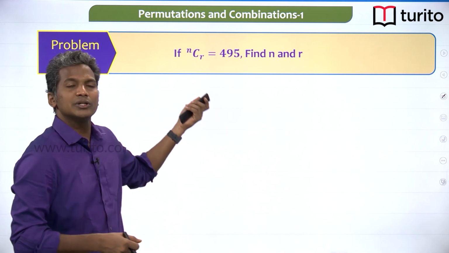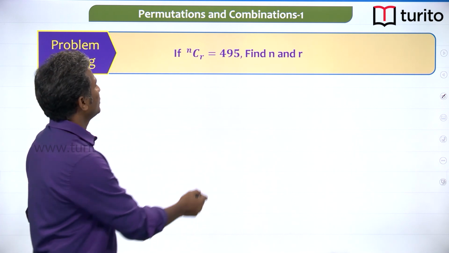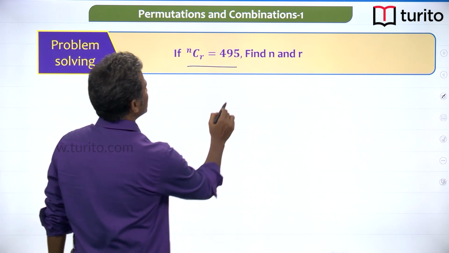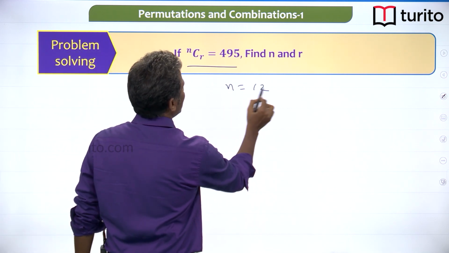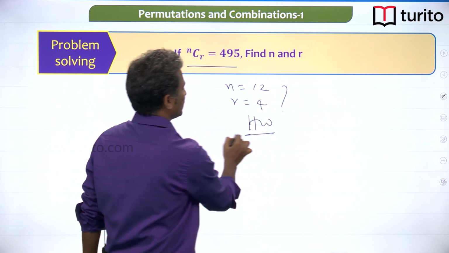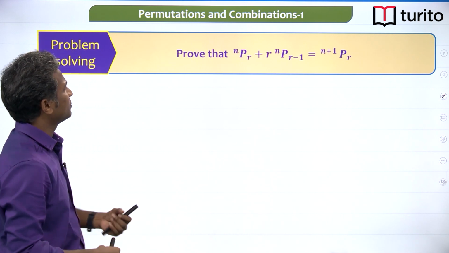Now, similarly you can also get NCR. If NCR is 495, find n and r. Your answer should be n is 12 and r is 4. You try to solve this as part of your homework. Okay. Now, let us solve some more problems.